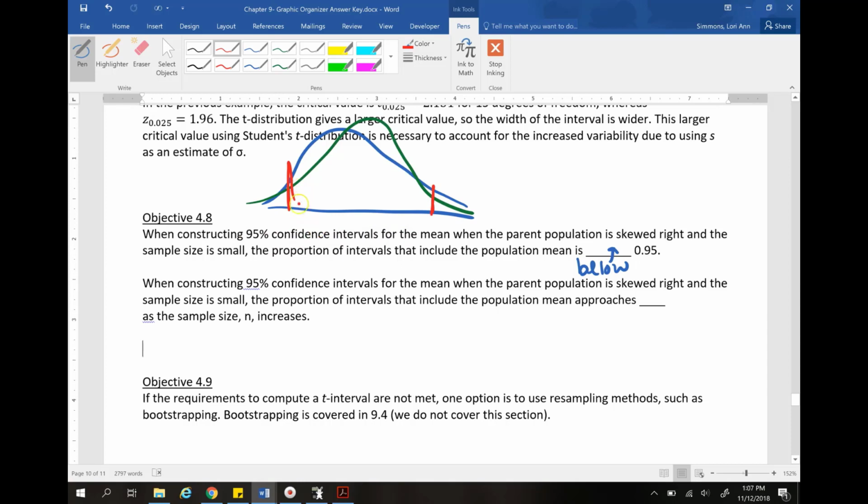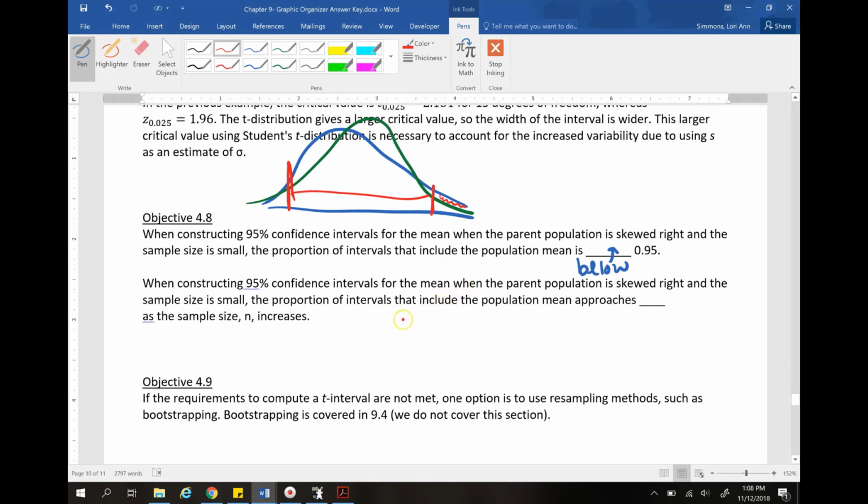So we're constructing the 95% confidence interval for the mean. The parent population is skewed right in blue, and the sample size is small. The proportion of intervals that include the sample mean is going to be below 95% because there's more in this tail. You can see this area, there's more in the tail, thus making it below 95% because we want it within this 95, not on the outside.